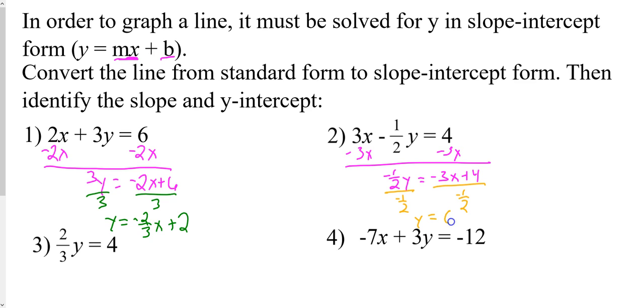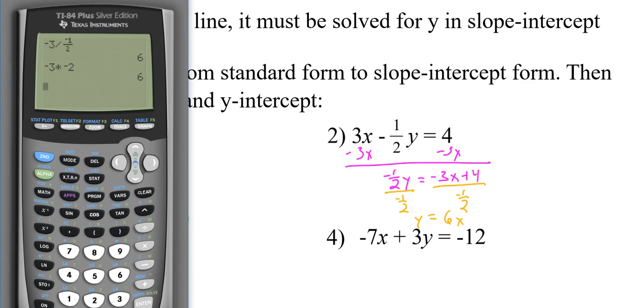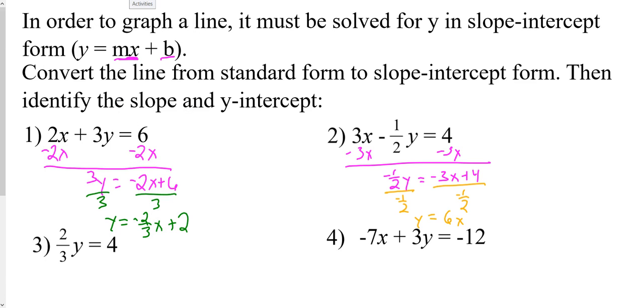So we would have 6x, and then I need to do the same thing with 4. That 4 divided by the fraction of negative 1/2 is going to give us negative 8. So we get y equals 6x minus 8. So we have a y-intercept of negative 8 and a slope of 6.